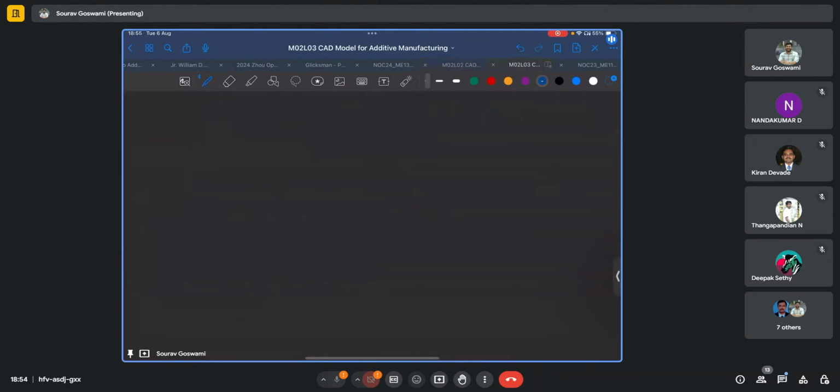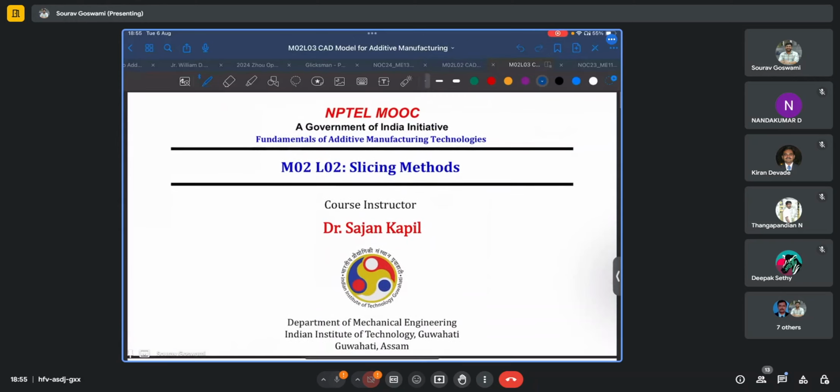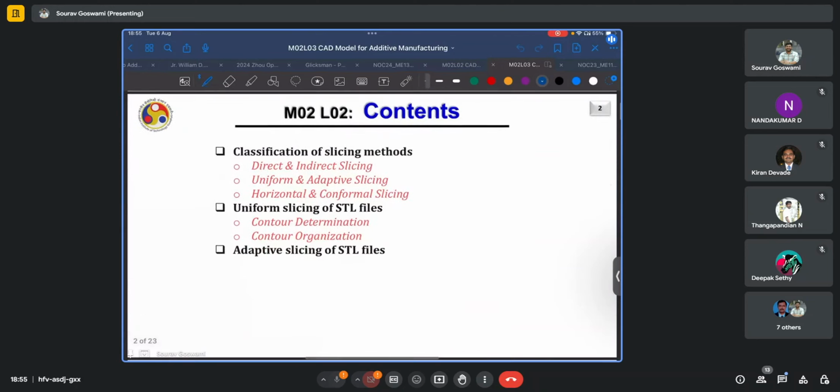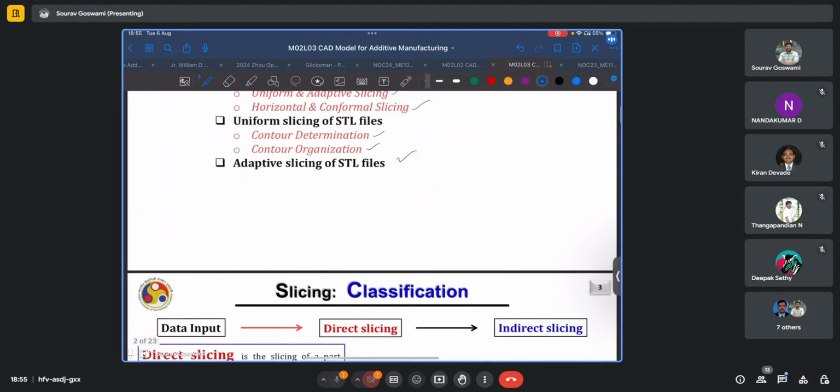Let us look at the second set of slides shared for this week. That is on slicing methods again. Here we'll look at direct and indirect slicing, on uniform and adaptive slicing, something we already talked about last week, on horizontal and conformal slicing. This will explain why I mentioned that it's really wrong to say slicing plane. Then we'll look into the uniform slicing of STL files in greater depth for contour determination and organization of contours. And finally, we'll look into adaptive slicing.